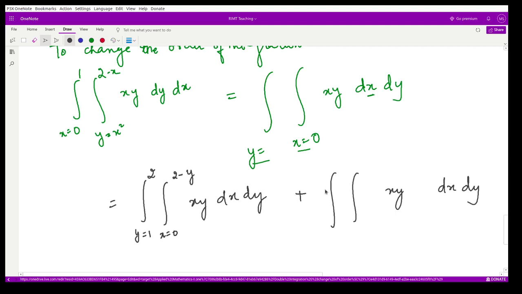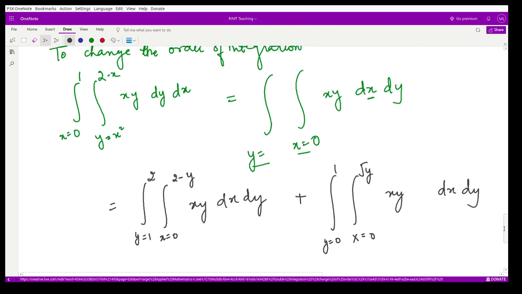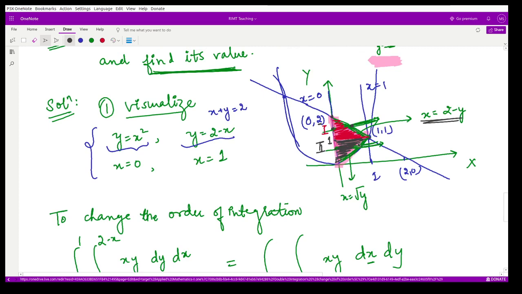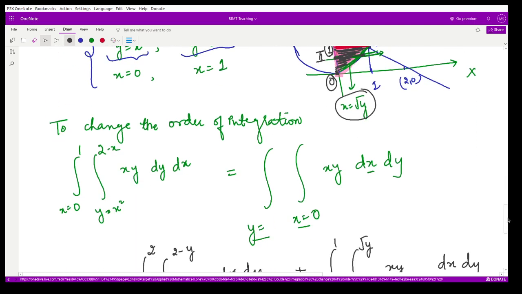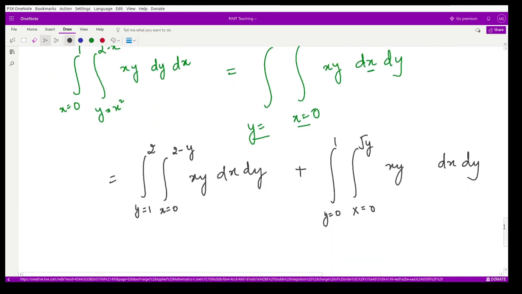And similarly, for the second case, the values of y, they are from 0 to 1, and the values of x, they are from 0 to square root y. How? Because when you see this vertical line here, according to this vertical line, the value of x is 0, and here the value of x is square root y, and the limit here of y is 0, and here the y is 1. So accordingly, you have these limits. So now you can very easily solve this integration.